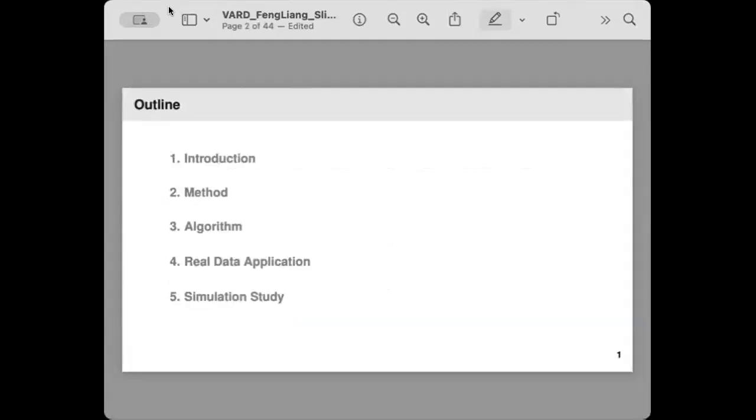Here's a quick outline of the talk. I'll start with the motivation and background, and then walk you through our method and the computational algorithm. After that, I will present results from both real and simulated data to demonstrate that our approach is not only easy to use, but often outperforms existing alternatives.